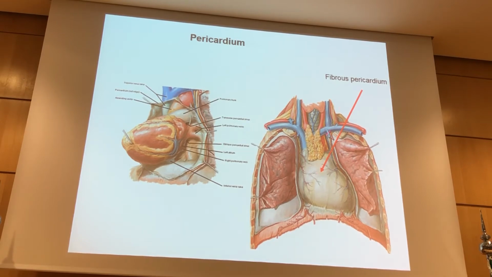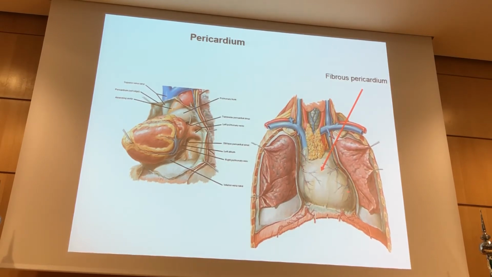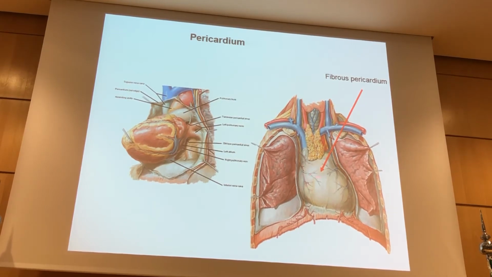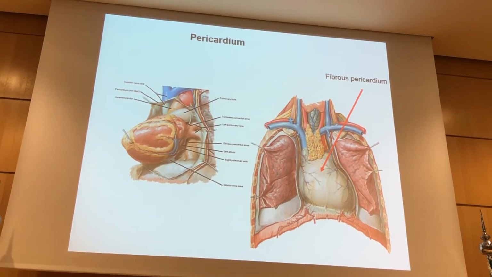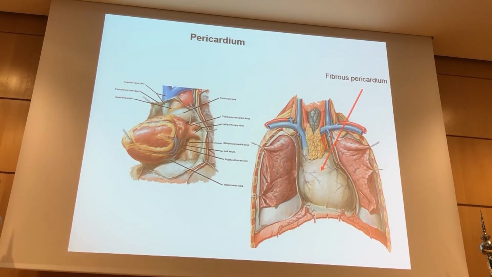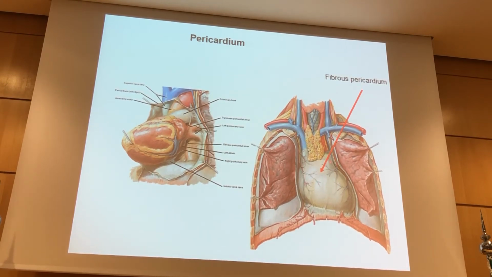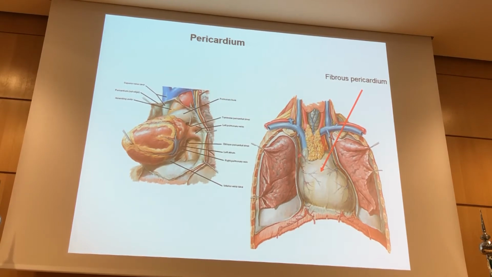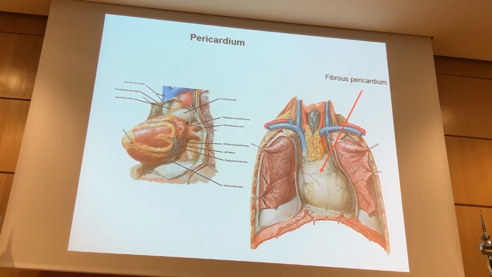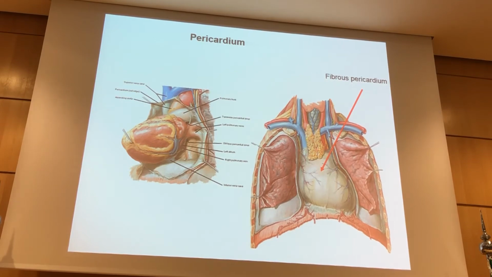Now when you open the thoracic cavity, this is the view that you will see. On the outside, we have an additional fibrous layer. This is the fibrous pericardium. It's really tough. You need scissors or a knife or a scalpel to cut it. When you see it in the lab, you know what I mean. This pericardium fuses with the central tendon of the diaphragm, and it fuses with the roots of the blood vessels, the wall of the blood vessels entering and leaving the heart.